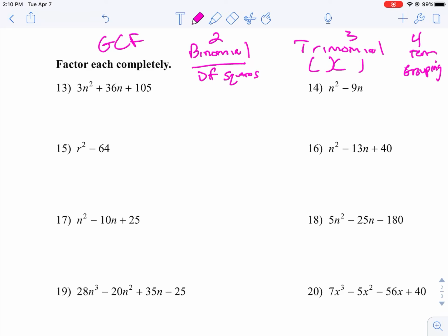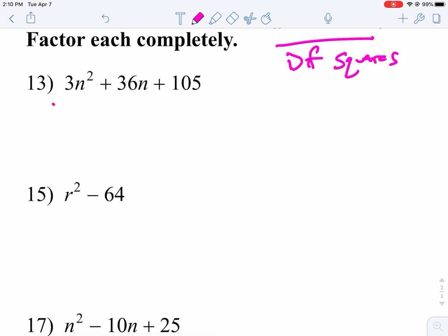Okay? So, right away in number 13, we have a greatest common factor of 3. If I divide a 3 out of here, I am left with n squared. If I divide a 3 out of here, I'm left with a positive 12n. And if I divide a 3 out of there, that's 35.